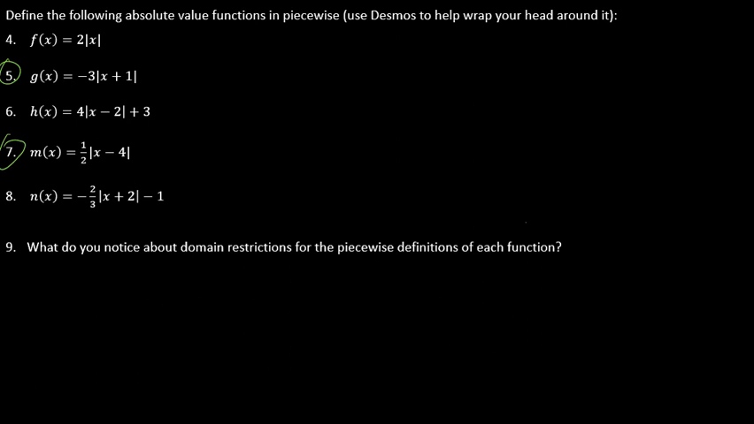Okay, so define the following absolute value functions in piecewise. Okay, and you're going to use Desmos to help you wrap your head around it. Okay, I am not going to use Desmos because it's going to be too complicated to edit that in with the video editing software, and I've already been here a long time. So anyway, so looking at this, okay, how would we define this as piecewise?